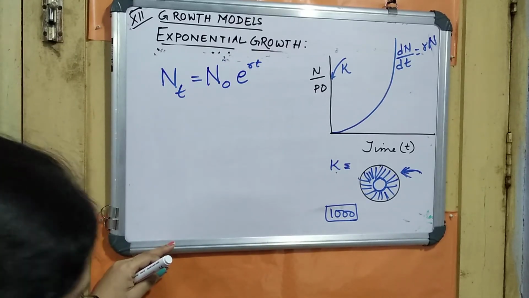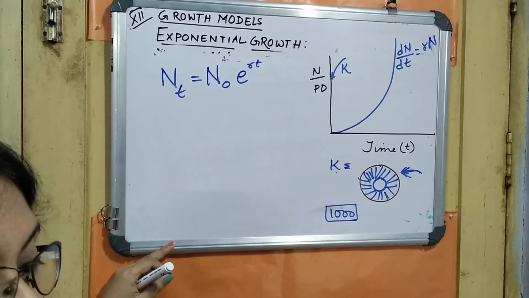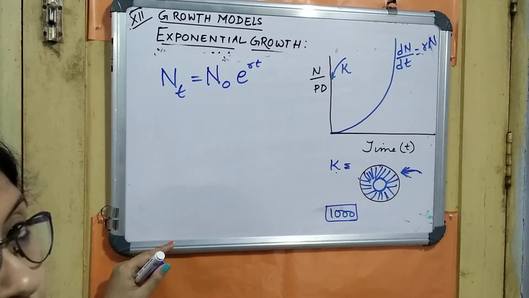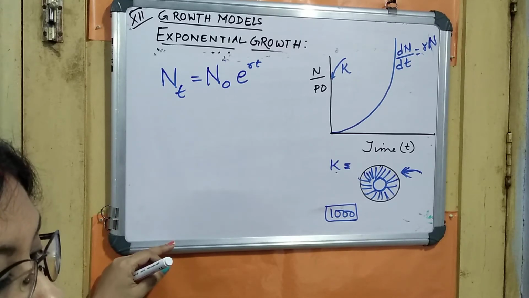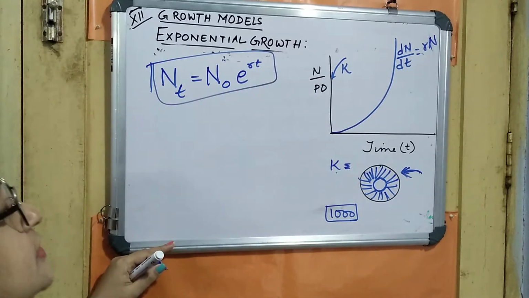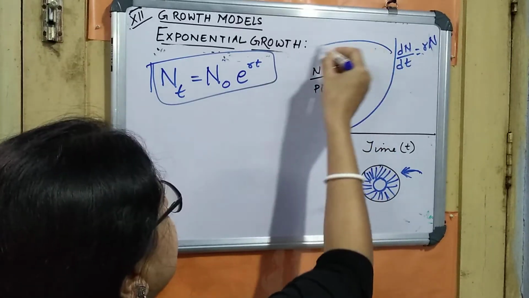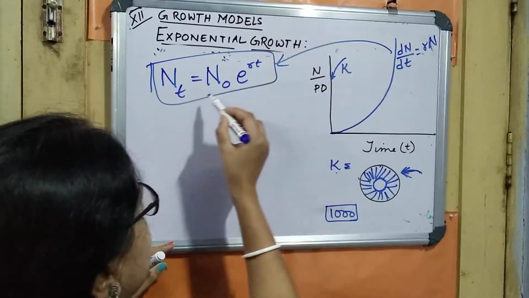So what is e over here? The e is actually the base of the natural logarithm, right? And r is the intrinsic rate, right? And the time is the t. So this is another formula. This is the integral formula of this particular derivation. So kindly remember this formula along with this.